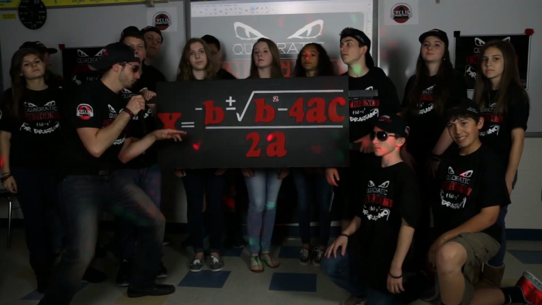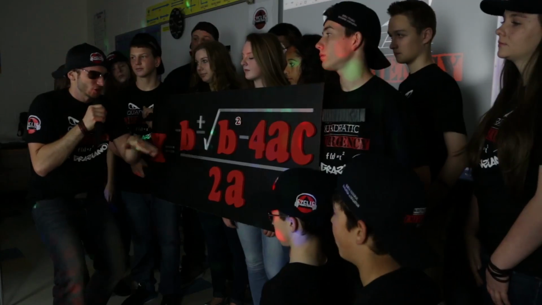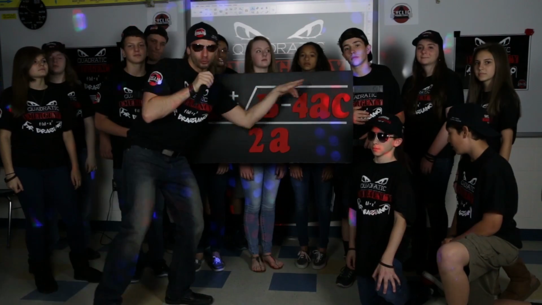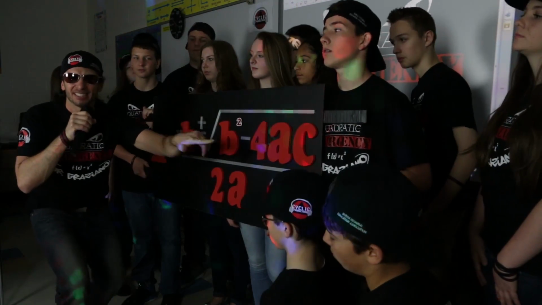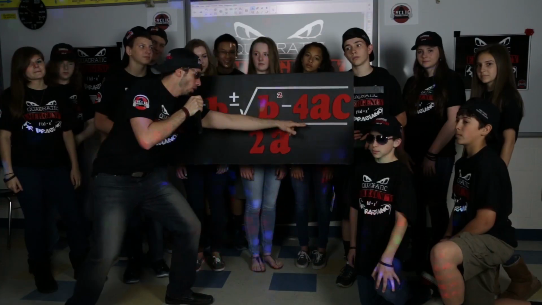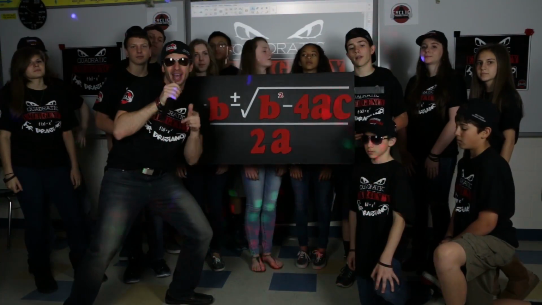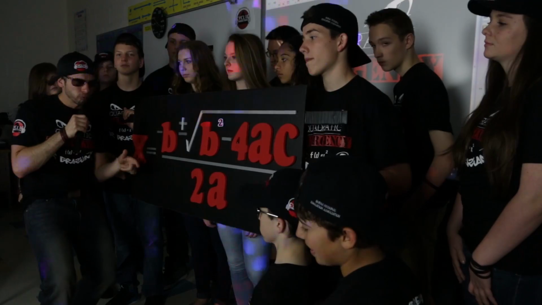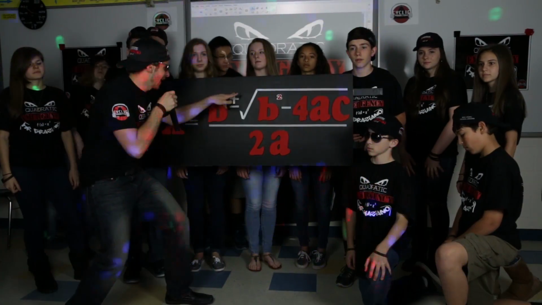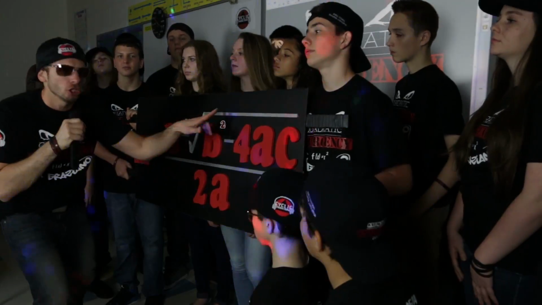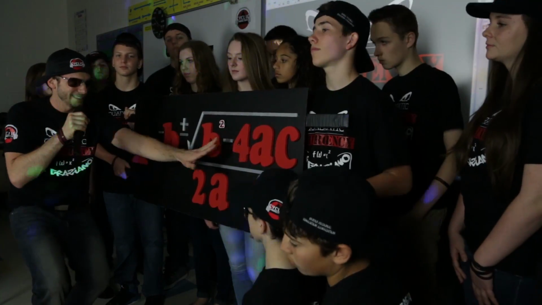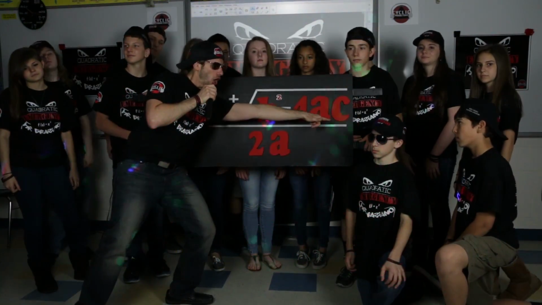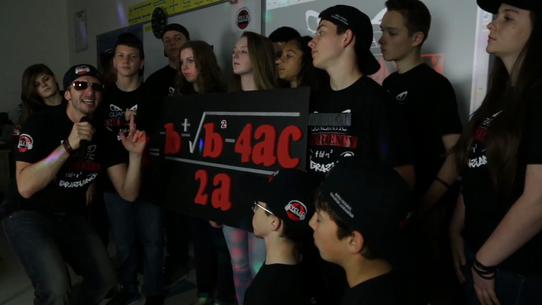X is equal to negative b plus or minus the square root of b squared minus 4ac. All this over 2a. X is equal to negative b. That's right. Plus or minus the square root of b squared minus 4ac. All this over 2a. Quadratic emergency, y'all. Buckle up. Go for a ride.